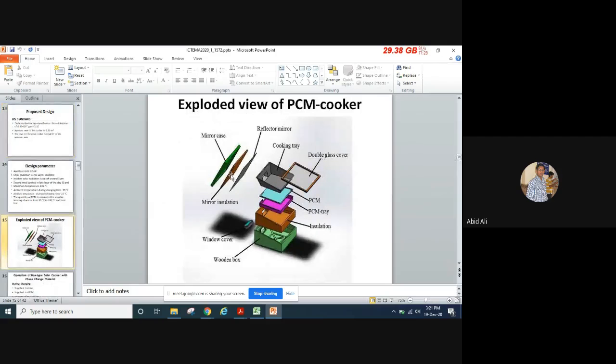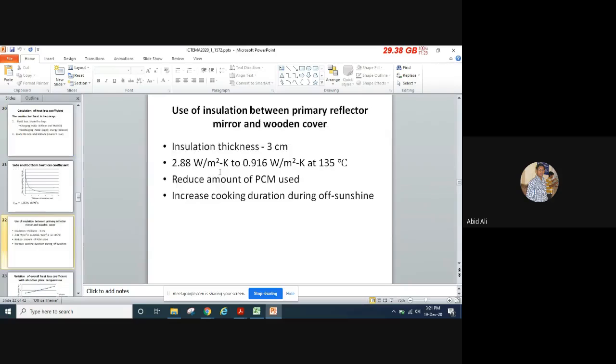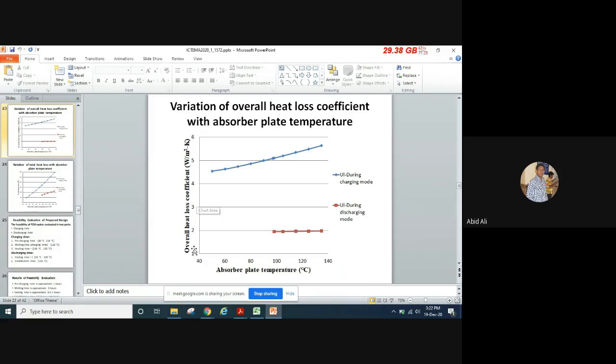We use this insulation in between the reflector mirror and mirror phase, which reduces the insulation thickness to 3 centimeters. We reduce the top heat loss from 2.88 to 0.96, and the total heat loss is reduced by half. We reduce the PCM required to store energy, and subsequently increase the duration of cooking off sunshine hours. This shows the overall heat loss coefficient as a function of absorber plate temperature.